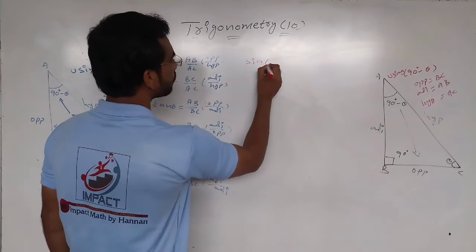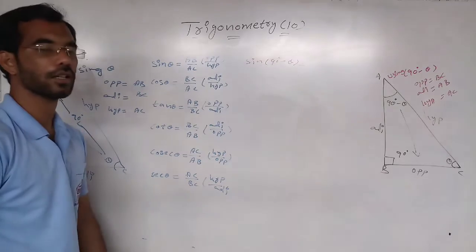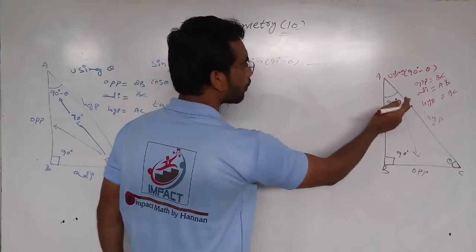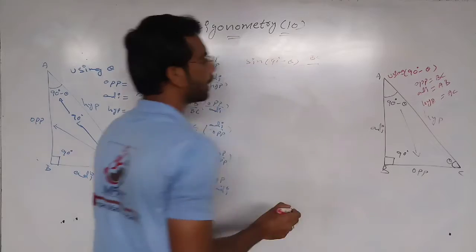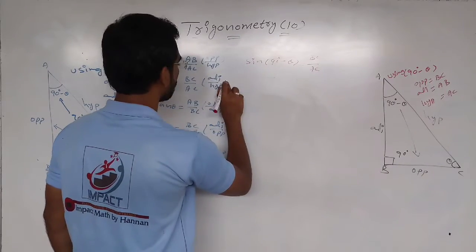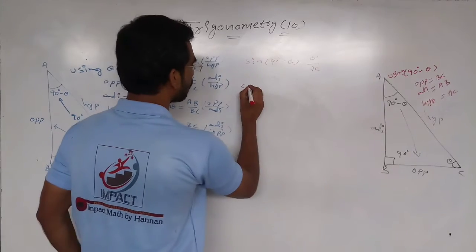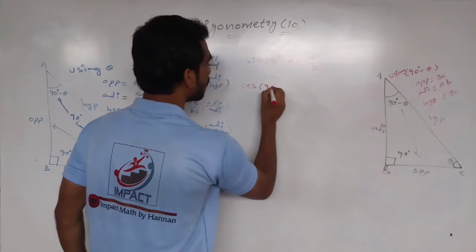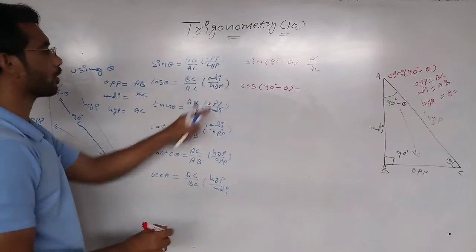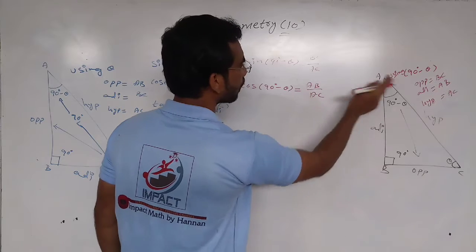Now what we have to do? Sin (90 degrees minus theta) is equal to opposite by hypotenuse. What is opposite? BC, and hypotenuse is AC. Then cos (90 degrees minus theta) is equal to adjacent by hypotenuse. What is adjacent? AB, by hypotenuse AC.